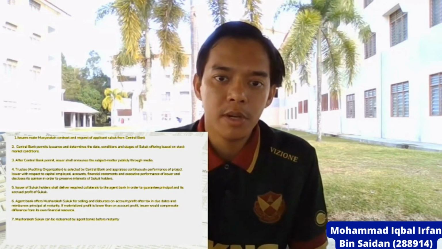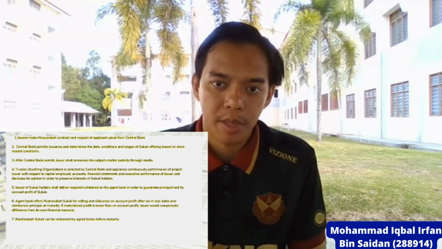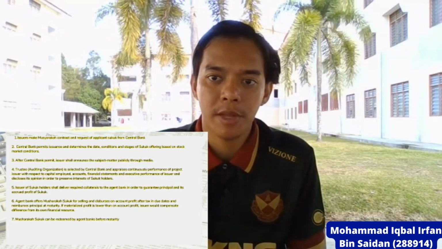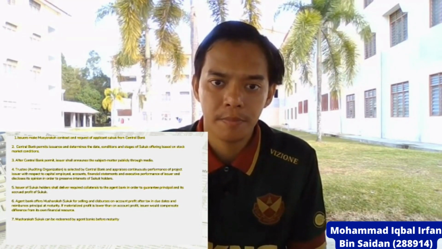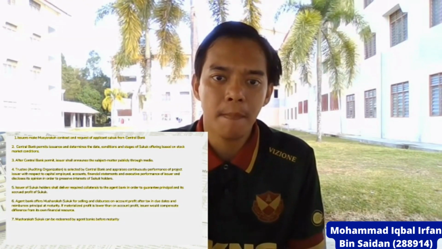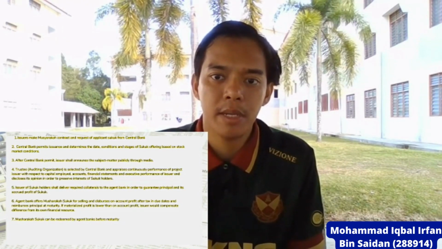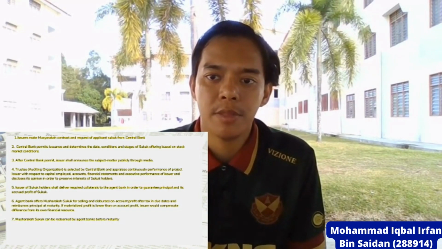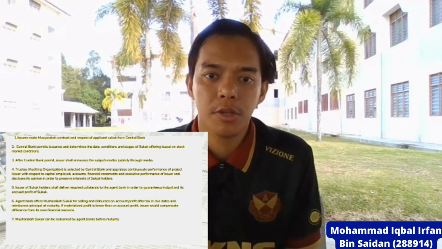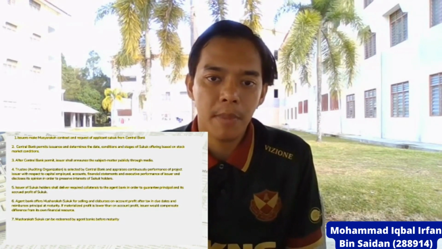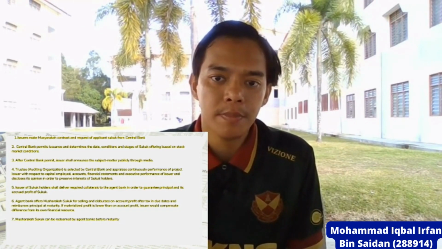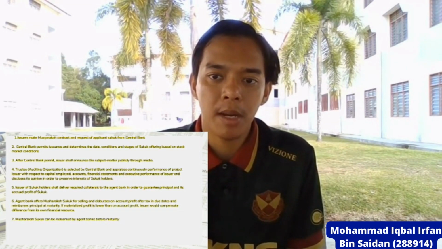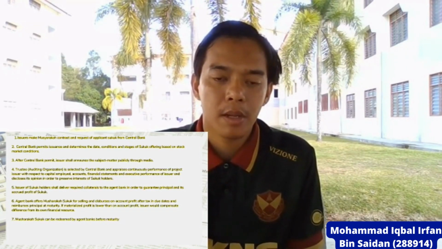Firstly, the issuer makes a Musyarakah contract and requests an application of Sukuk from the Central Bank of Iran. Next, the Central Bank of Iran permits the issuance and recommends the conditions and schedule of the Sukuk offering based on stock market conditions. After the Central Bank permits, the issuer should announce the subject matter publicly through the media.